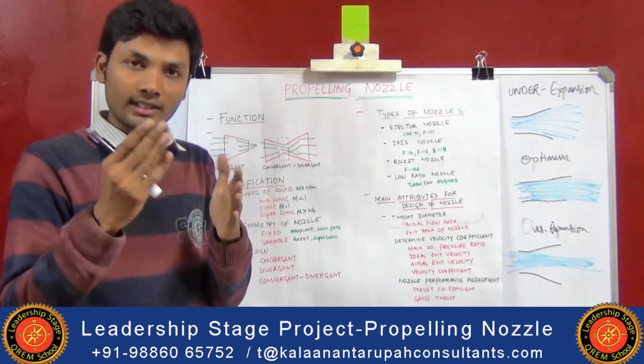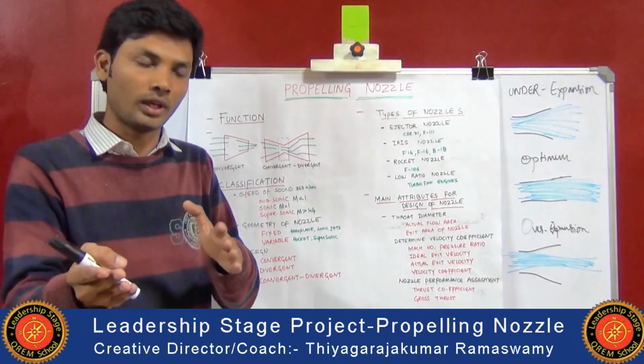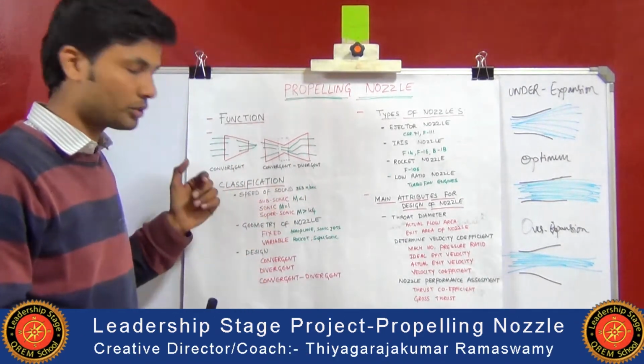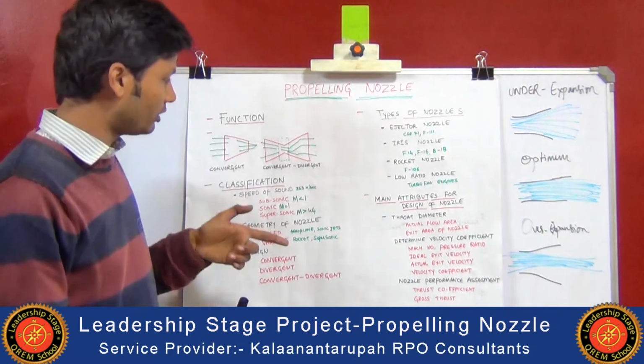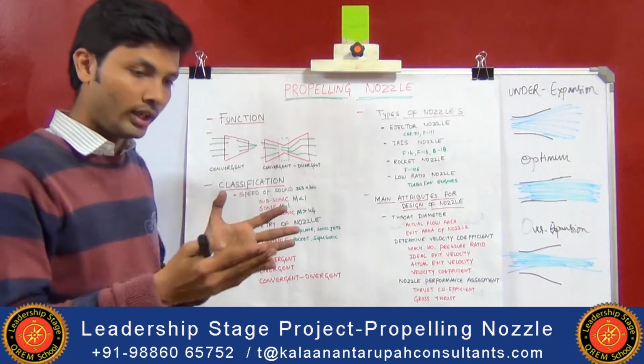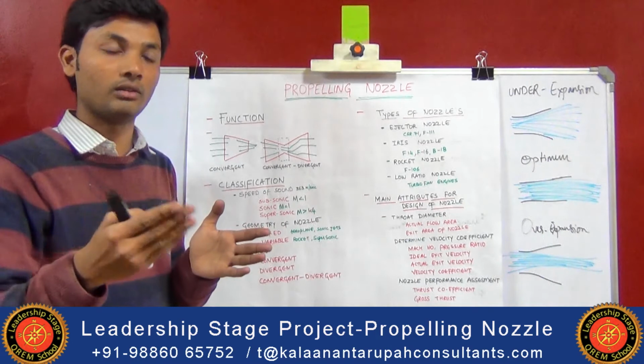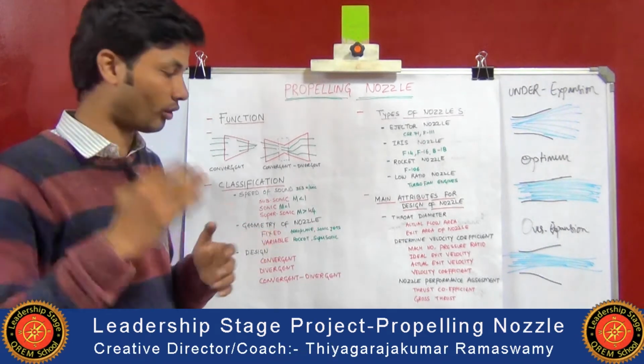If the Mach number, the ratio of the speed of the aeroplane to the speed of sound, is less than 1, then that plane is subsonic. With respect to the subsonic, you will decide the type of the nozzle. It is sonic if the Mach number is equal to 1, and supersonic if the Mach number is greater than 1, such as 1.4 or 4.